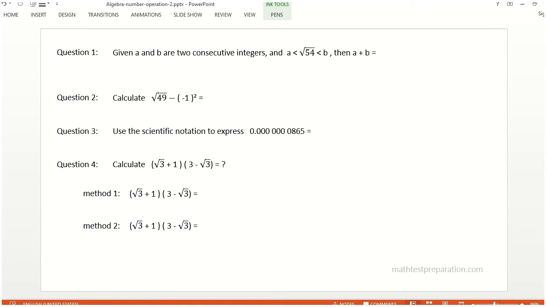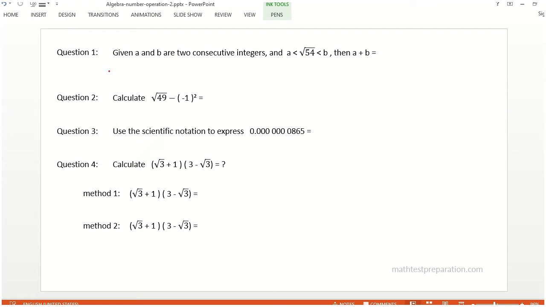In this lesson, I'm going to talk about number operation. Question 1. Given a and b are two consecutive integers, and the number a is less than the value of square root 54, and b is larger than the value of square root 54. The question asks for what is the value of a plus b. Now, let us solve this problem.